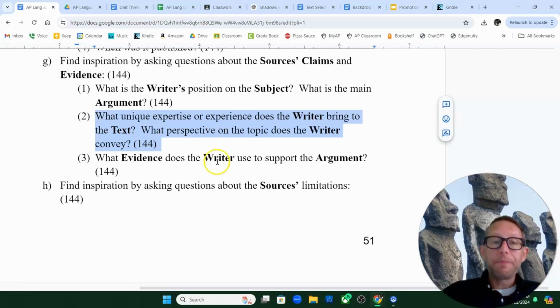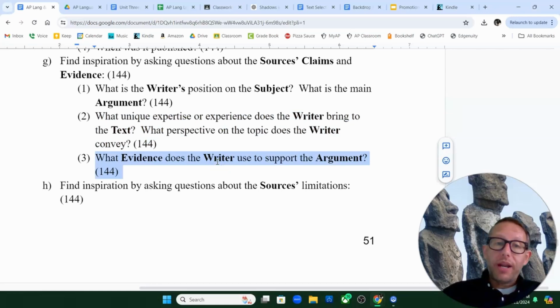And of course, the obvious one, what evidence does the writer use to support his or her argument, okay? Is it evidence that you will value? Even if it is contradictory, is there some value for it in your particular essay or not, okay?